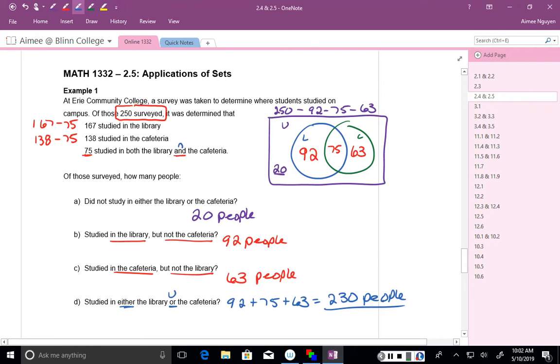So two-set Venn diagrams usually are not super hard for people. Sometimes they can be a little bit confusing. Again, be careful with limiting words, things like that. Right?